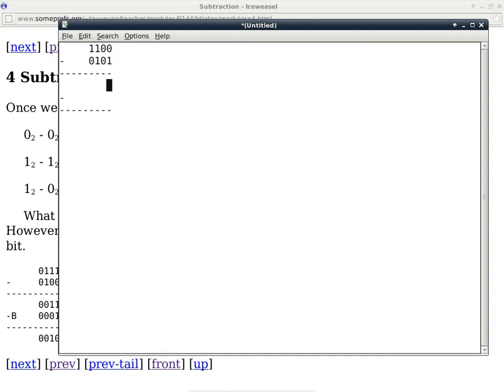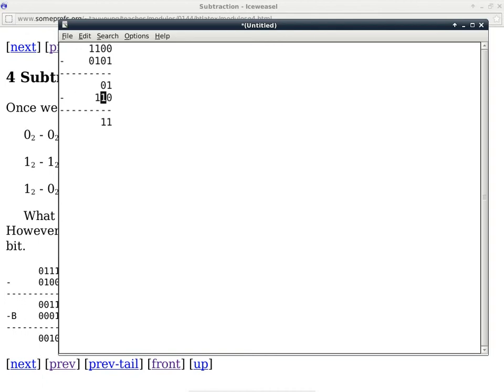0 minus 1 is what? 1. Does it have a borrow? Yes. And then we have an implicit 0 here. 1 minus 0 is 1. Is that okay? Then we have 0 minus 0. 0 minus 0 is a 0. Does not generate a borrow at this point. 0 minus 1 is a 1 with a borrow. So just like with the case of addition, having 2 chances to generate a carry, you have 2 chances to generate a borrow in this case.